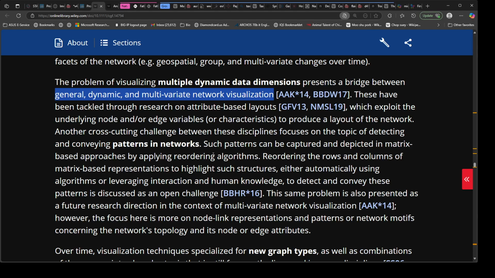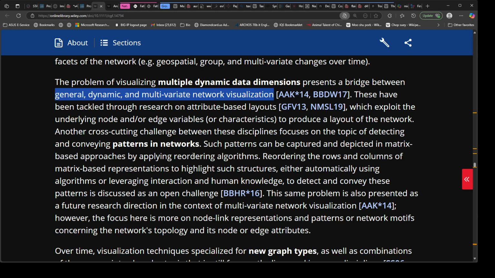Another cross-cutting challenge between these disciplines focuses on the topic of detecting and conveying patterns in networks. Such patterns can be captured and depicted in matrix-based approaches by applying reordering algorithms. Reordering the rows and columns of matrix-based representations to highlight such structures, either automatically using algorithms or leveraging interaction and human knowledge to detect and convey these patterns, is discussed as an open challenge, BBHR16. This same problem is also presented as a future research direction in the context of multivariate network visualization, OC14. However, the focus here is more on node link representations and patterns or network motifs concerning the network's topology and its node or edge attributes.